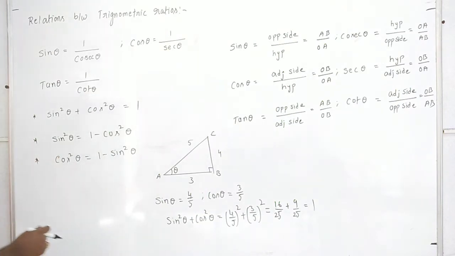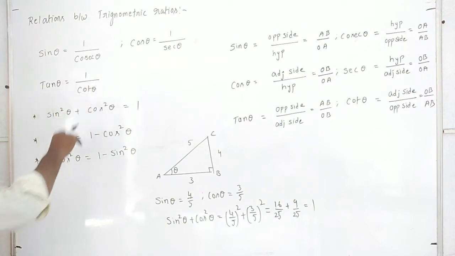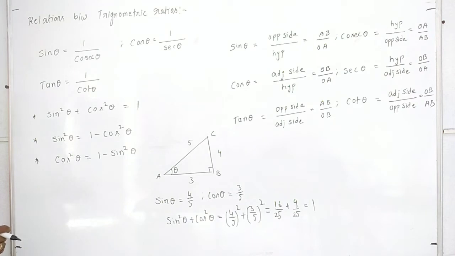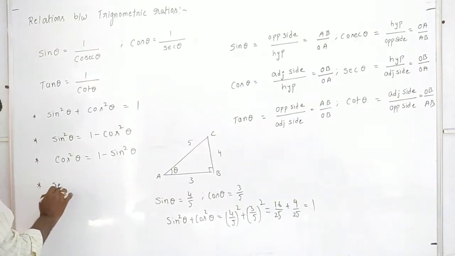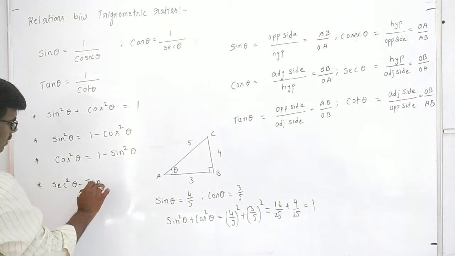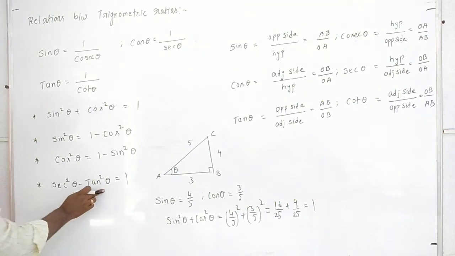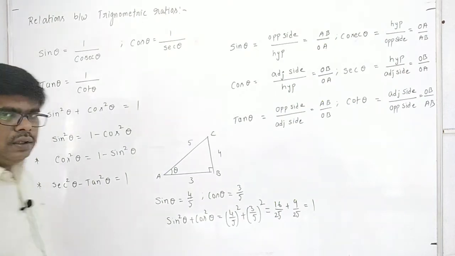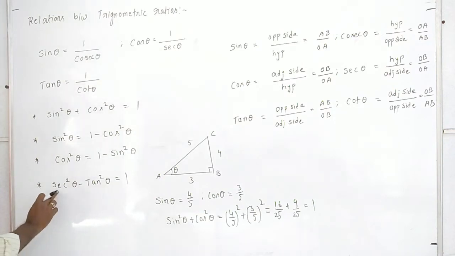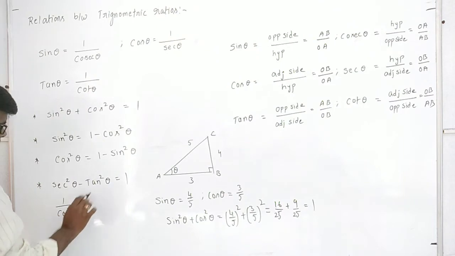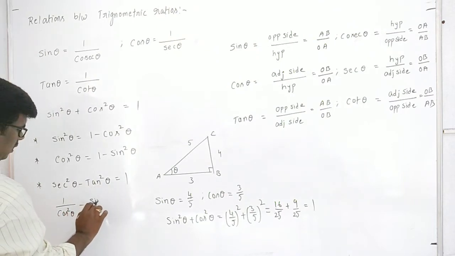And also you can take one more relation between tan and secant, and we have a relation between cosecant and cot. You can write like this: secant square theta minus tan square theta equal to 1. Secant square theta minus tan square theta equal to 1. How is it so? Secant means 1 by cos square theta, minus tan square means sine square.